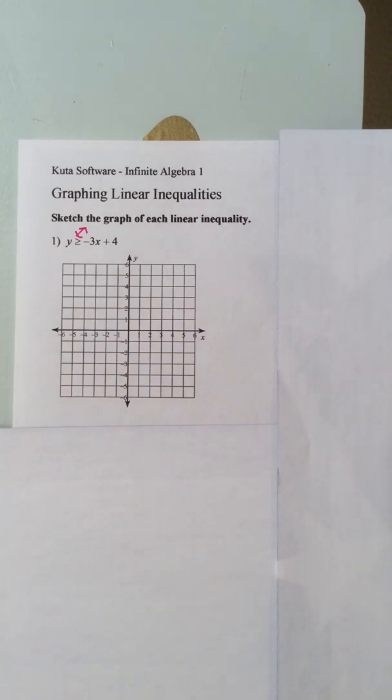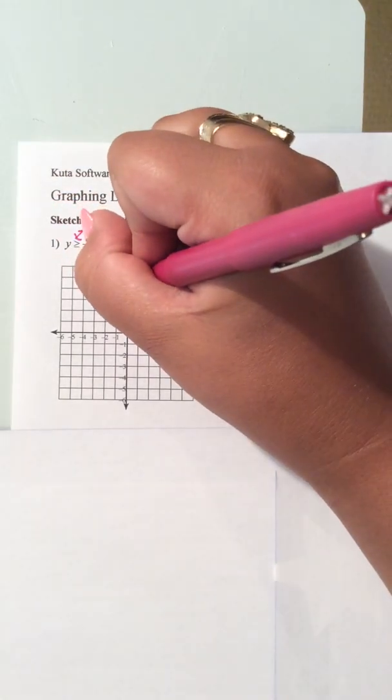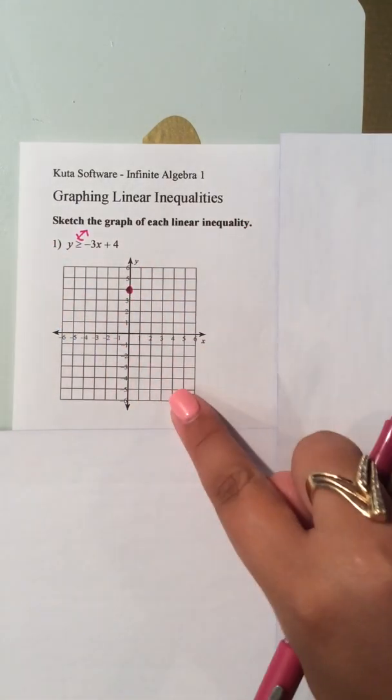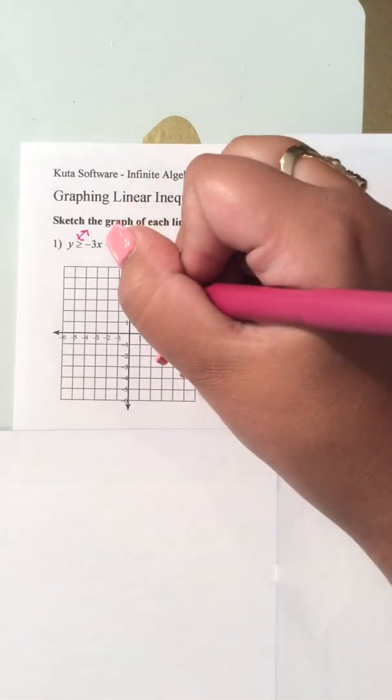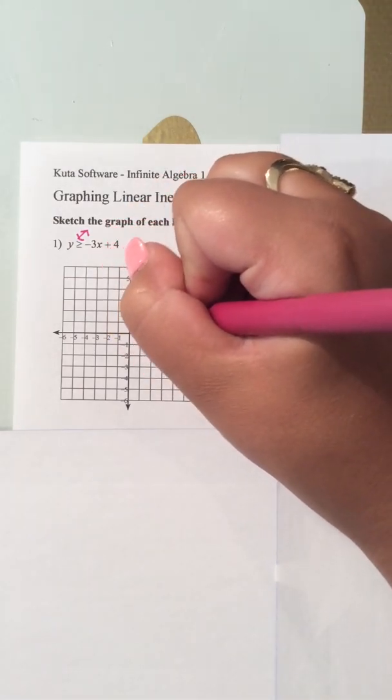So I'm going to graph this like y equals mx plus b, one of our first lessons that we did. And I'm going to start with my y-intercept, which is 4. So I'm going to go up to this 4, and I'm going to make a dot. Okay? Now my slope is negative 3x, which means it's going to be decreasing, so I'm going down. So I'm going to go down 1, 2, 3 over 1.